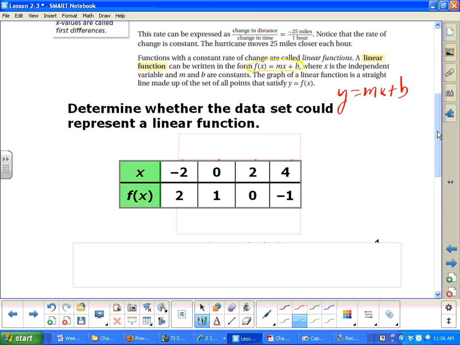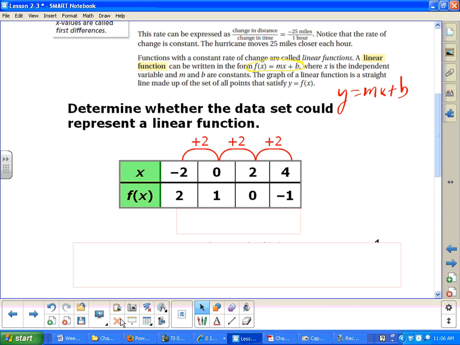They have to be constant. So they have to have a constant rate of change. So I want them to be going up by ones or going up by twos or going up by threes. All right, so here we have this one, they change by 2 each time.